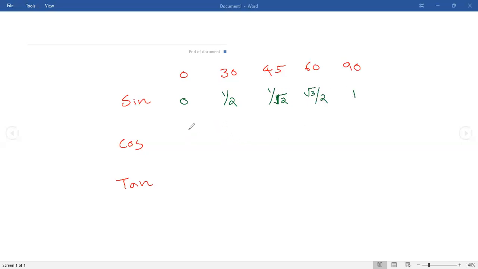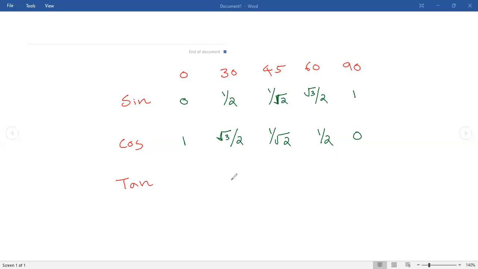In the case of cos, cos 0 is 1. Cos 30 is root 3 by 2. Cos 45 is 1 by root 2. Cos 60 is 1 by 2. And cos 90 is 0.